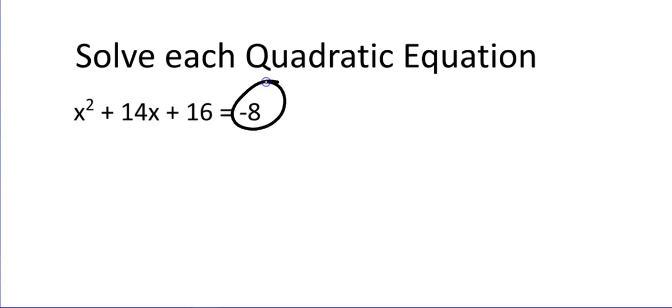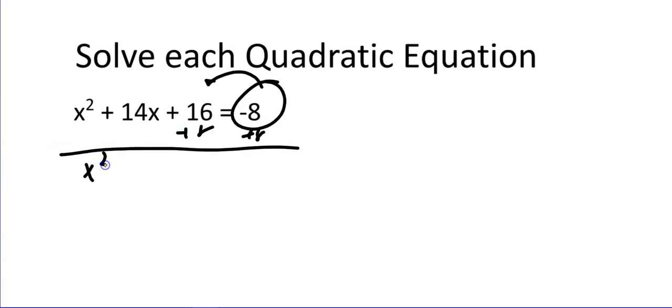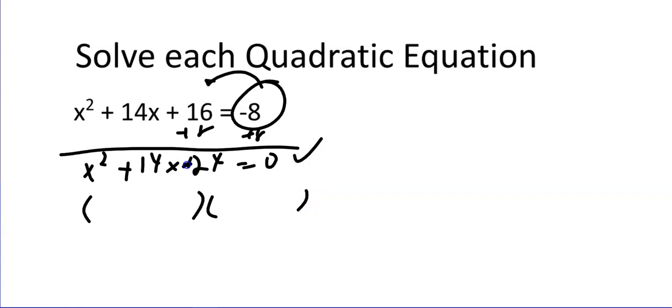All right. Warning, alert. This needs to be over here, so we're going to add 8 to both sides. We cannot do this until everything is on one side. So 16 plus 8 is 24. Now we have 0. We may proceed. Now in this case, we're looking for two numbers that multiply to give us 24 that add to 14. Okay? So they're both going to be positive or both going to be negative. This tells me right here they're both going to be positive.